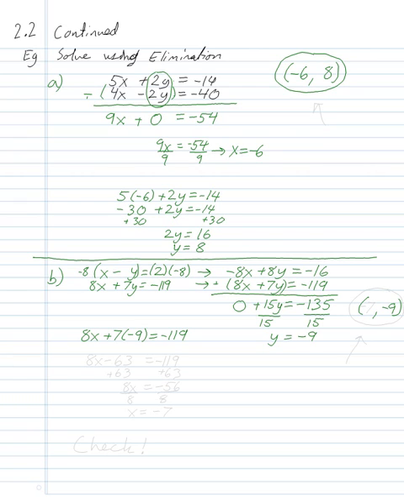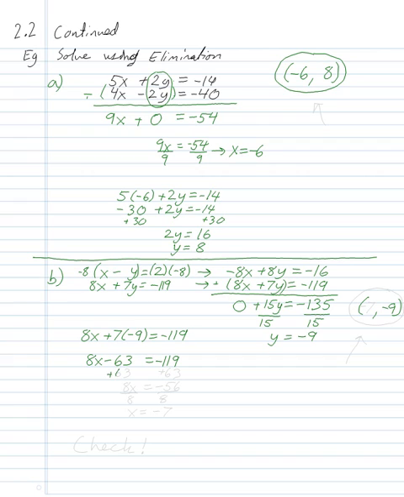So we can go about it in this way. It might not be as nice of a solution process. So 8x, 7 times negative 9 would give us negative 63 and negative 119.